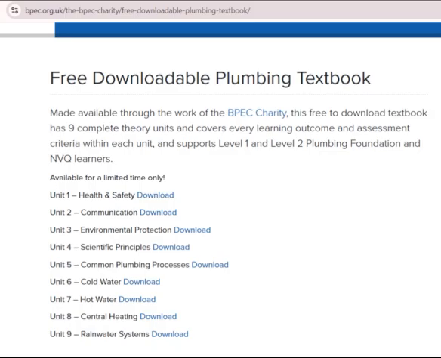The content of this document is copyright BIC Limited 2020 and may not be copied, reproduced or distributed without prior written consent. Author, BIC Limited. Editor, BIC Limited. Design, BIC Limited. BIC Level 2 Diploma in Plumbing Foundation 53.